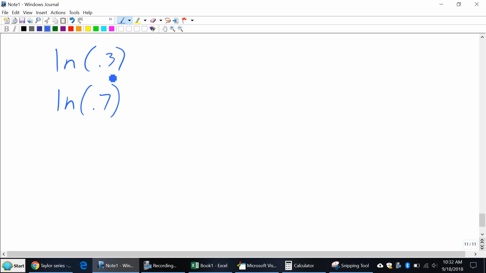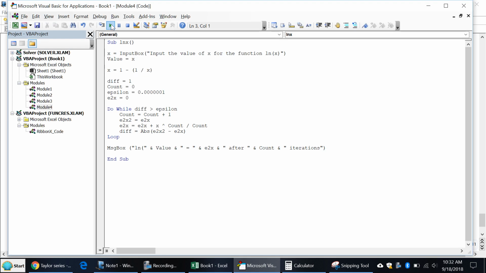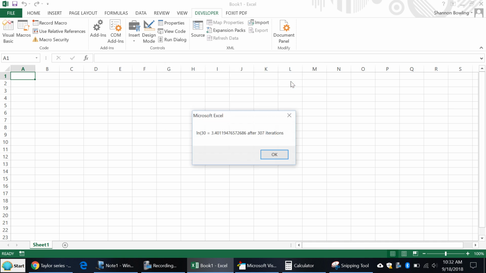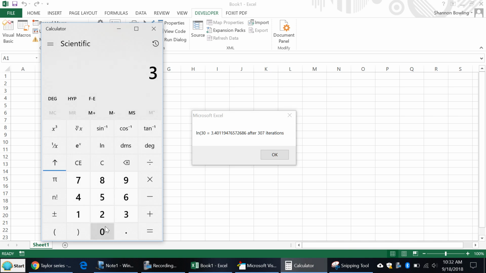All right. So let's try it. Come up here and let's run it. Let's suppose we want to take the natural log of 30. It says the natural log of 30 is 3.4. Well, let's try. So 30, take the natural log, and there you go. Now it took a little bit longer. It took 307 iterations to get there.